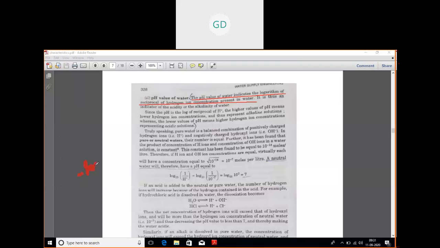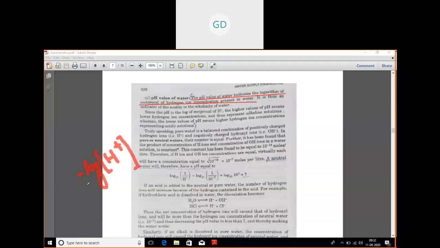pH is minus log of H plus ion. It indicates the logarithm of the reciprocal, and since I am writing H plus here, the negative sign comes. You can say negative logarithm of H plus ion, or the logarithm of the reciprocal of hydrogen ion concentration.